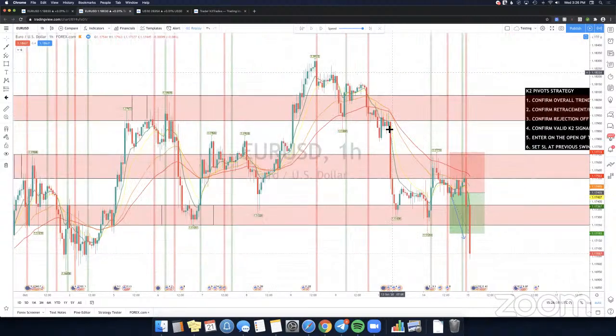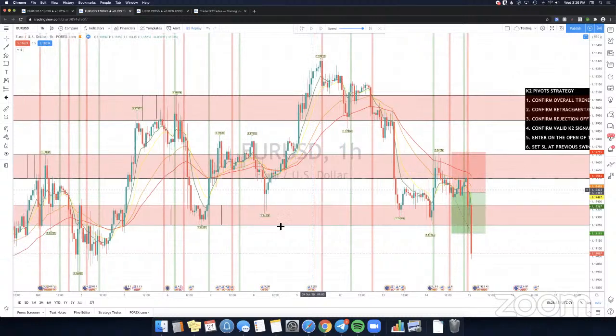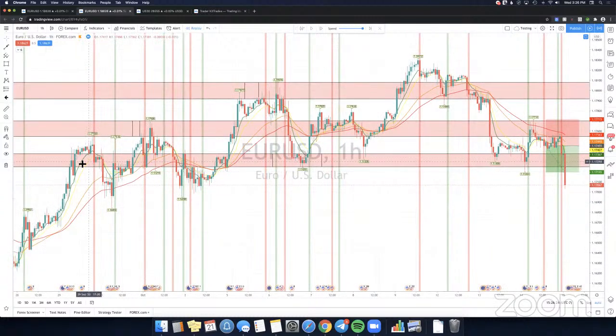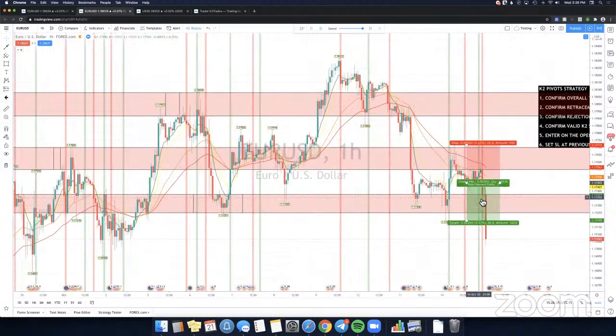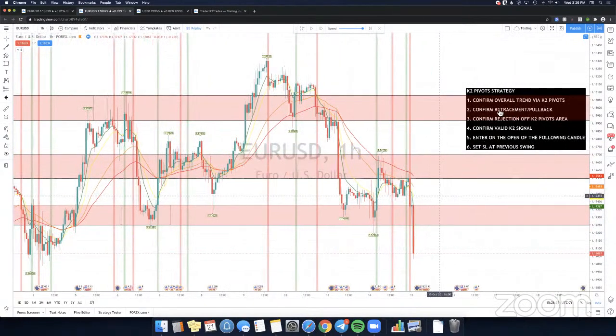It's a little complicated, but the more you practice it and see it with your own eyes, the easier it'll be for you to identify it. Right here, you can see that this area has been tested a lot, way more in the past. It tested it 1, 2, 3, 4, 5, 6, 7, 8, 9. This is probably the 10th time it's testing it. So on the 10th try, it's probably going to break right through it.